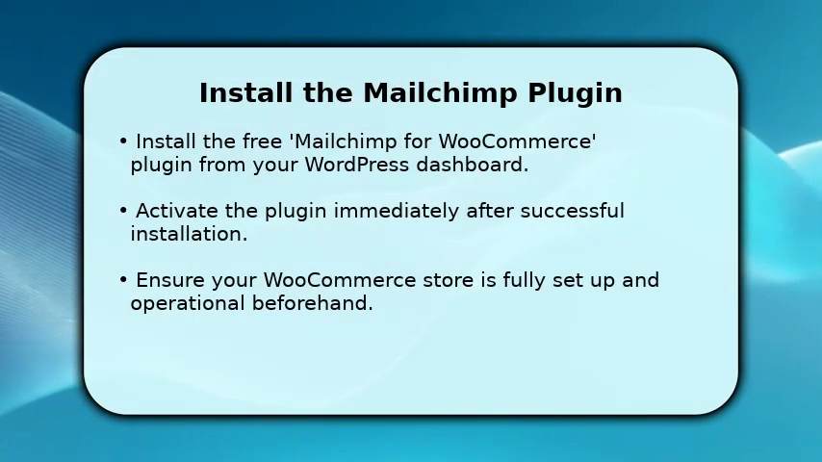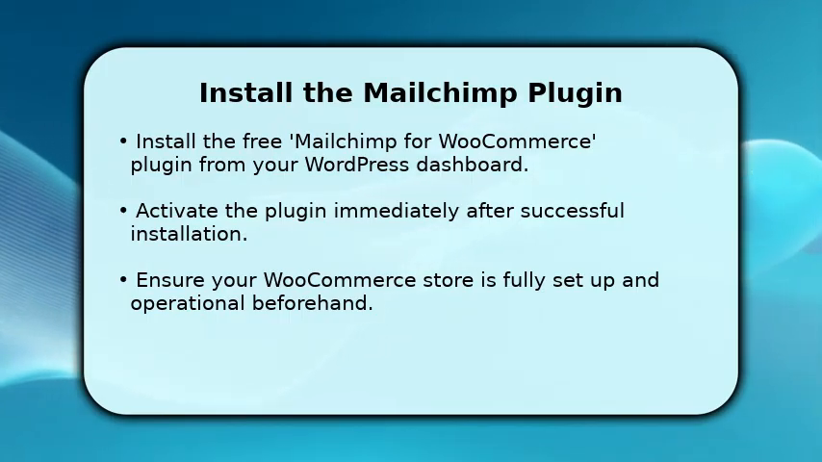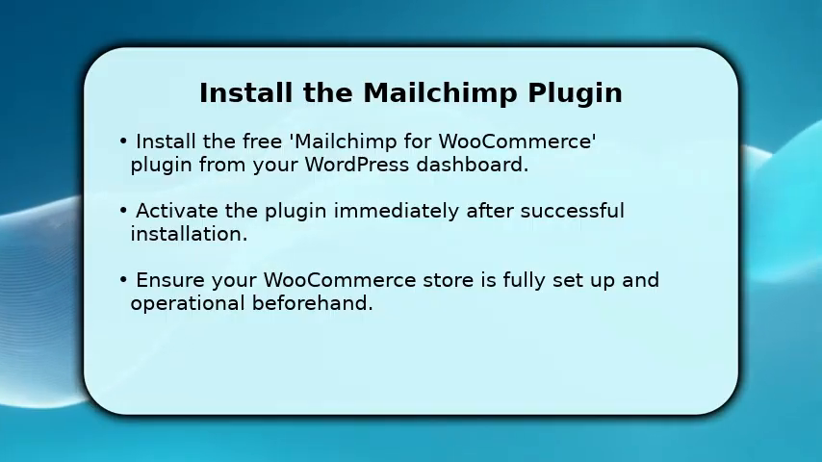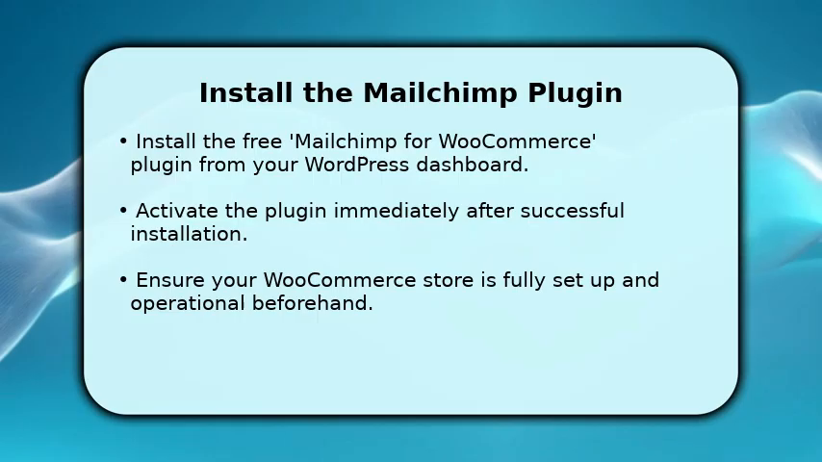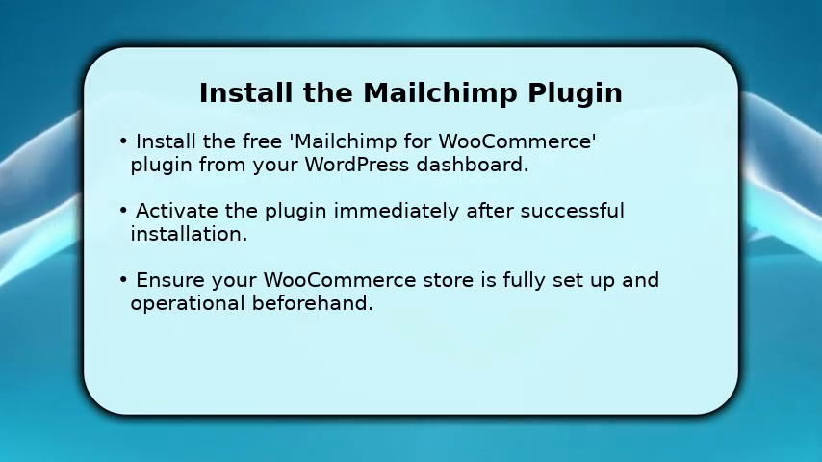The easiest way to connect Mailchimp and WooCommerce is by using the official Mailchimp for WooCommerce plugin. First, log into your WordPress admin dashboard. Navigate to the Plugins section and click Add New. Search for Mailchimp for WooCommerce, then install and activate it. This free plugin is designed to seamlessly bridge your store with Mailchimp, setting the foundation for powerful marketing automation.